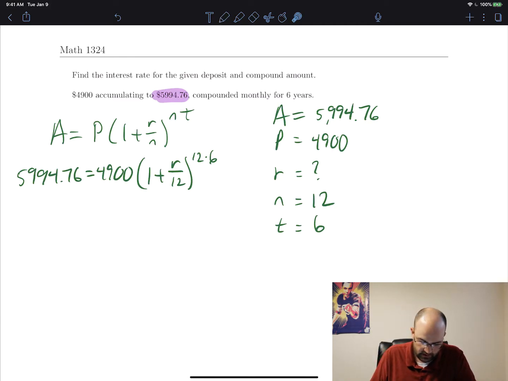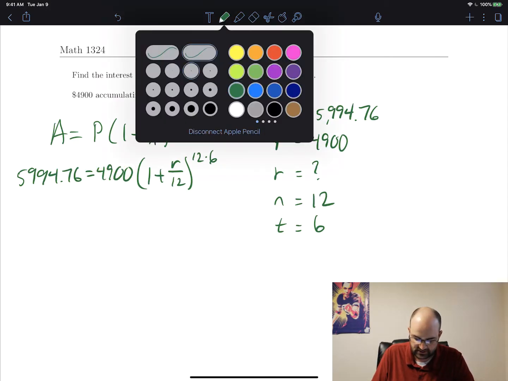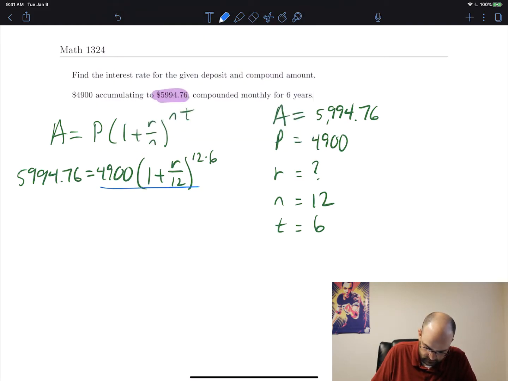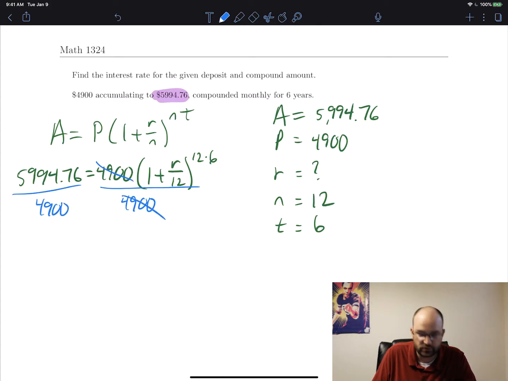We'll come back to that. But we have 4,900 here. We cannot distribute it. It doesn't work that way because we have an exponent that's not 1. Any other exponent other than 1 you cannot distribute. That means to get rid of this 4,900, I need to divide by 4,900. And that's what I'm going to do to both sides here. So that goes away there. But notice that the right-hand side is actually not that hard. It's just (1 plus r over 12) to the 12 times 6, which is 72.